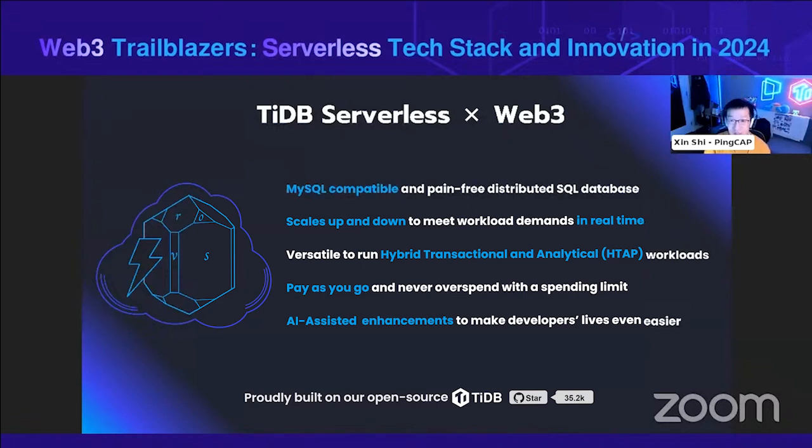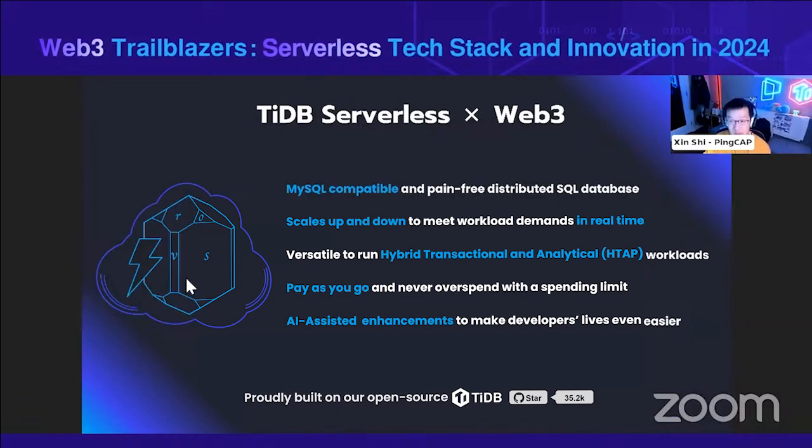Lastly, the company keeps innovating, and we are introducing OpenAI technologies inside our system. You can see lots of AI-assisted enhancements that really boost your development speed. Most importantly, we are proud to say it is built on top of our open source TiDB project, which is already trusted by thousands of enterprise customers from various industries. So we believe this technology, like Dr. Yi just shared, will benefit lots of Web3 projects.